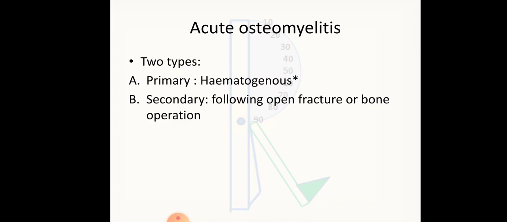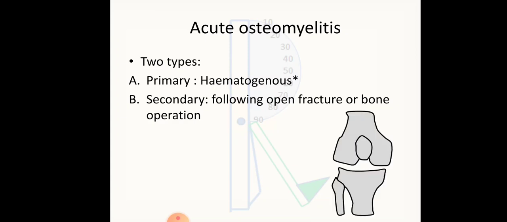Secondary is nothing but that which follows an open fracture. You fall on a road wherein you get an open fracture, wherein your tibia or lower end of femur is exposed to the dust. The dust can get accumulated on the bony end, causing osteomyelitis. That's nothing but following an open fracture or an unsterilized bony operation.